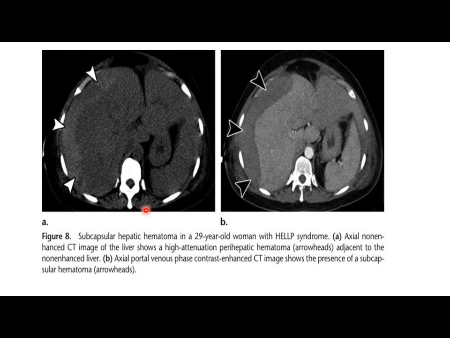Axial section of native CT, and this is contrast CT. On native CT, there is a hyper-attenuating subcapsular area, indicating subcapsular hematoma. In contrast enhancement, there is a hypo-attenuating area, also indicating it. So there is bleeding in the subcapsular region. There is bleeding due to low platelet count. Yes, it will bleed. Okay.